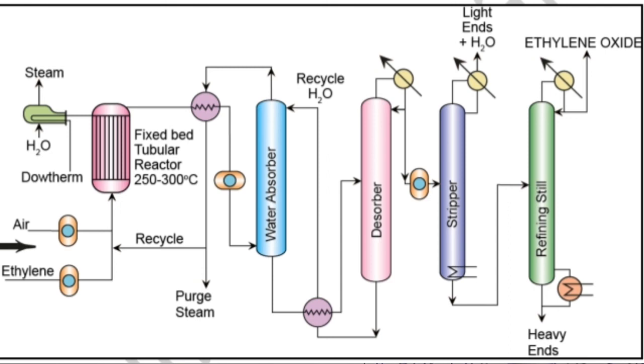It is a simple process. Air and ethylene are the main two materials. EDC is used as a suppressing agent to reduce the reaction. A fixed bed tubular reactor is used. The reaction is highly exothermic, so to maintain the temperature at 250 to 300, it is a tubular reactor. Silver oxide is used as catalyst in the reactor.